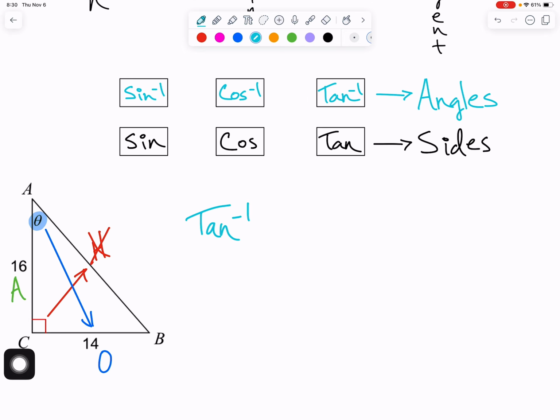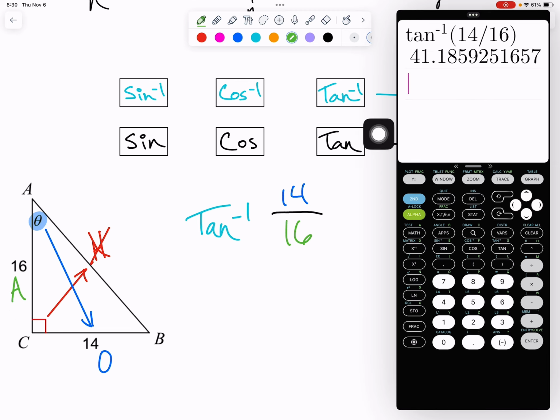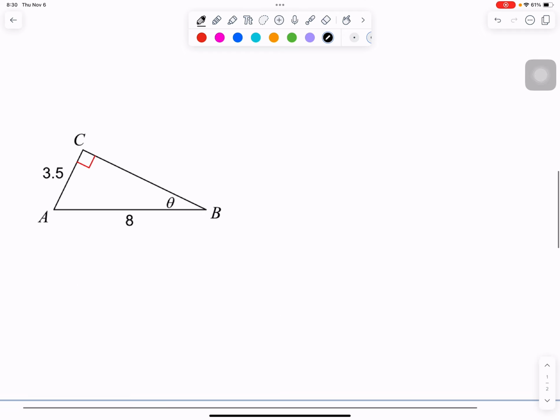Well, our O is represented by a 14. And our A is represented by a 16. Let's go ahead and pull in our calculator. We're going to hit second. And then we are going to hit tan. There it is. 14 divided by 16. Go ahead and hit enter. Round to the nearest tenth. Yes, we get 41.2 as our answer. And let's move on to the next one quickly.